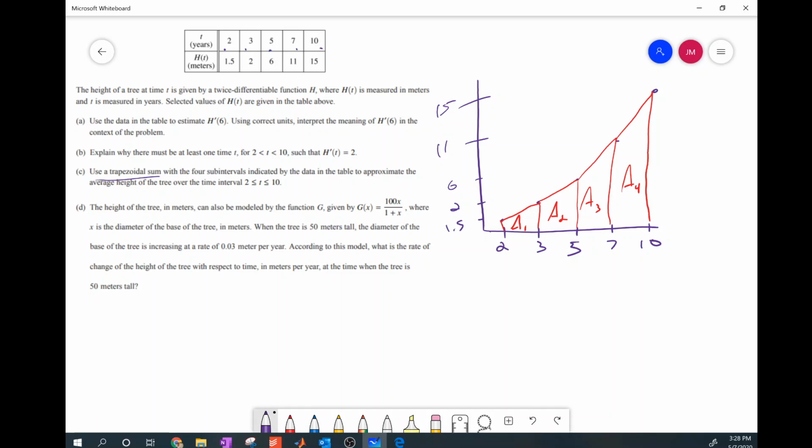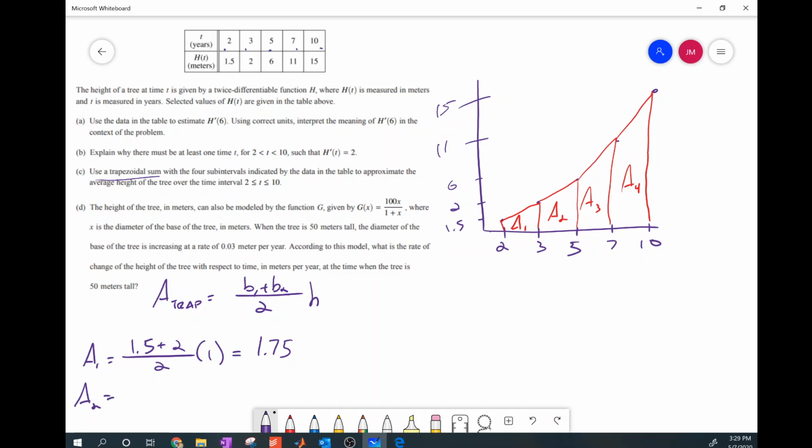So if you remember the formula for the area of a trapezoid, it's base 1 plus base 2 over 2 times height. So area 1 is going to be 1.5 plus 2 over 2 times 1, which will get you 3.5 divided by 2. So what's that? 1.75.